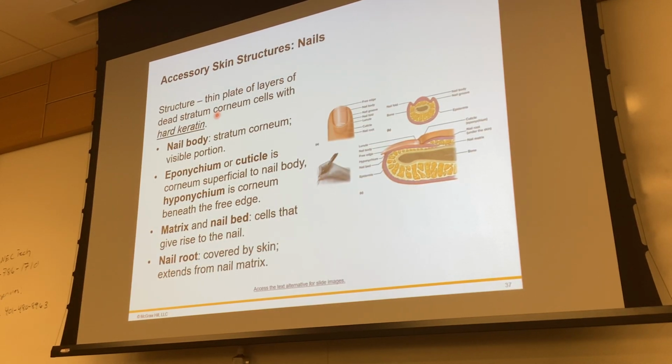The final accessory structure is nails, and I'm not going to ask a lot about the structure of the nails. If you look at the nail body or the hyponychium, the matrix and the nail bed and the nail root, right? So these things are analogous to the production of hair. Okay, they're the same thing.